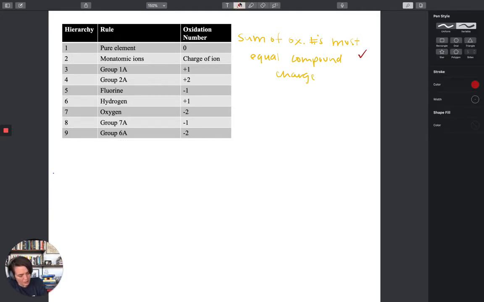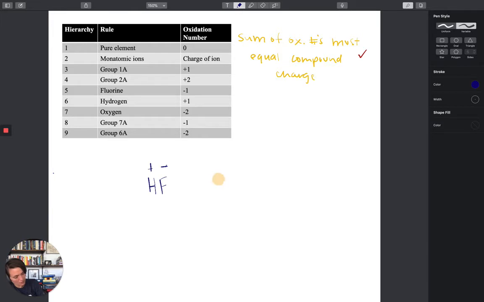All right, next one. Let's take a look at fluorine. Okay, so if we have hydrofluoric acid, fluorine's going to be negative, making hydrogen positive, giving me an overall charge of 0. Right, so you see which one of these rules you have to apply, and then you apply.